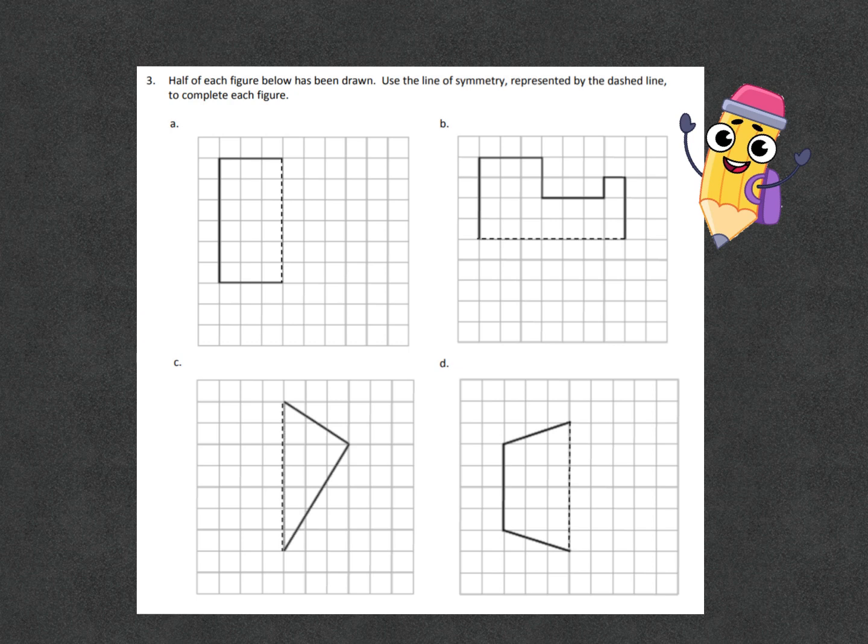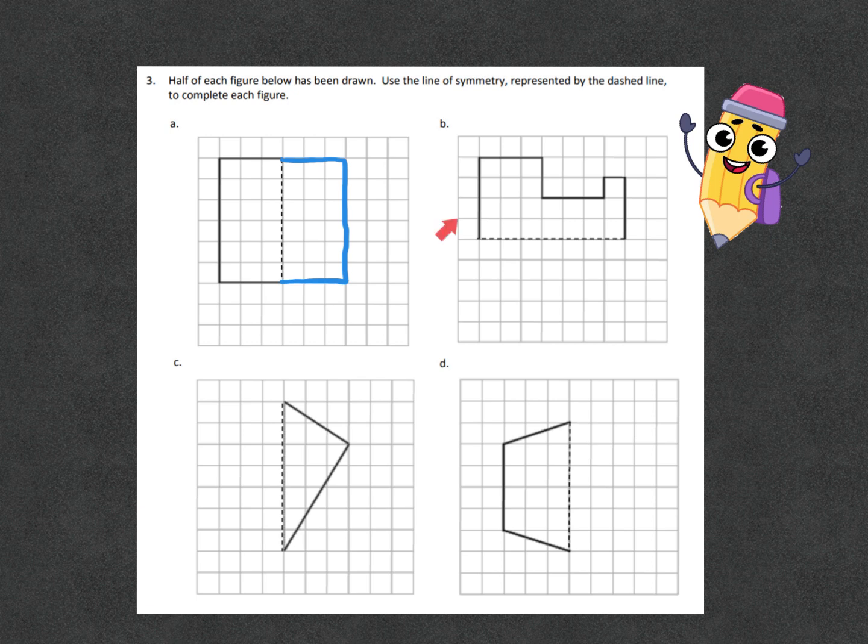To complete our figure, we will need to draw another rectangle that is 1, 2, 3 units by 1, 2, 3, 4, 5, 6 units. Therefore, we are going to draw a 3 by 6 rectangle against our line of symmetry to complete our figure A.